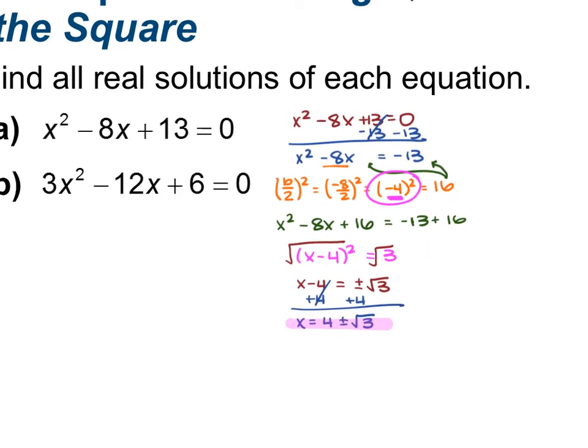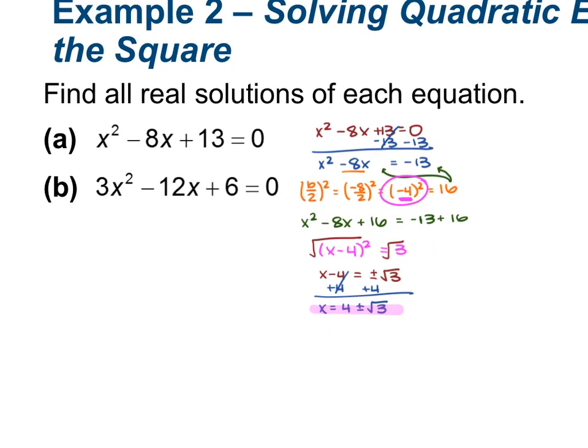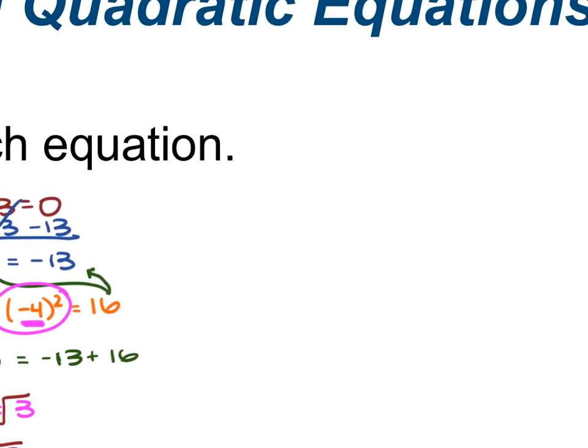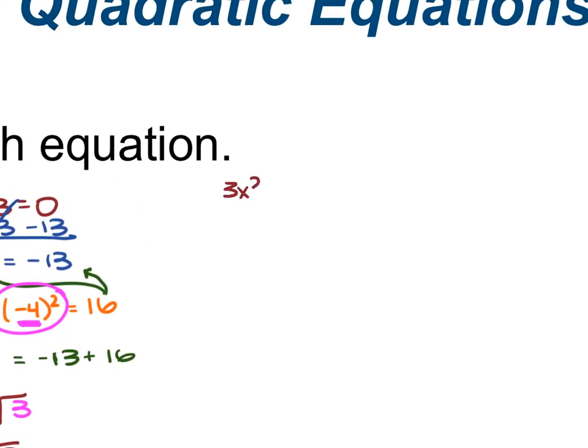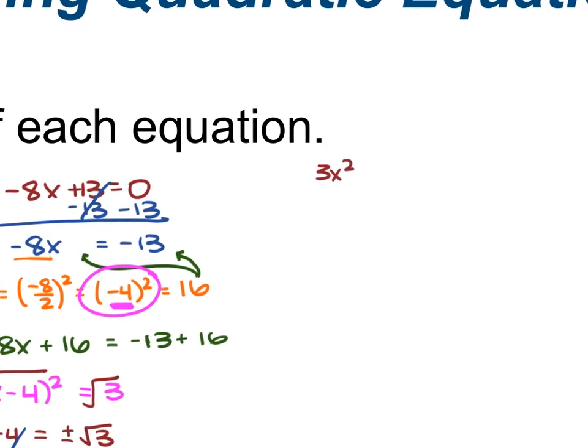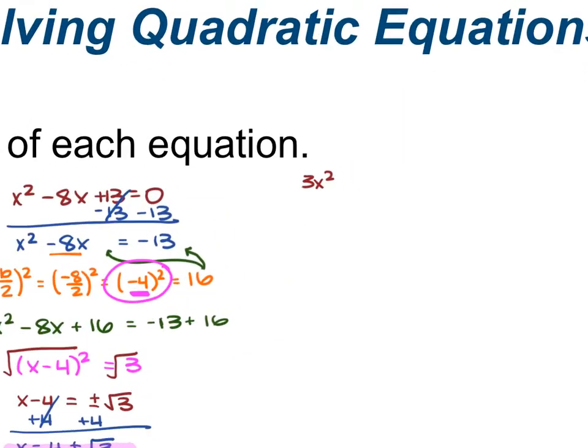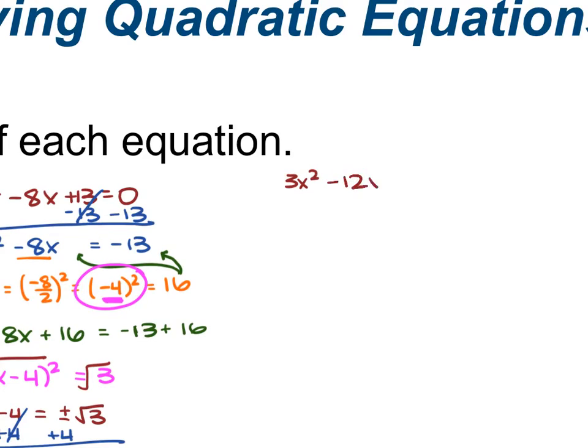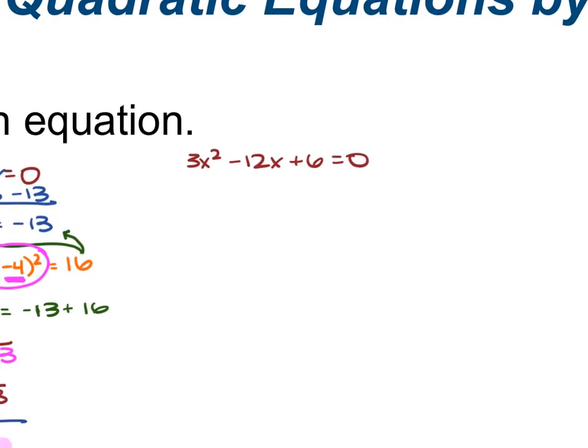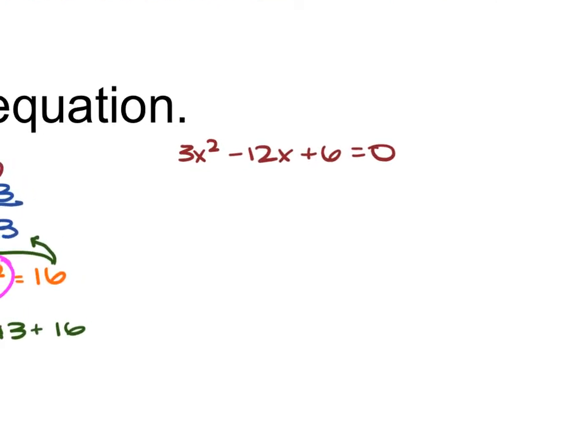For the other equation that we have, 3x squared minus 12x plus 6 is equal to 0. All right, so for this one, we do not have an a term that's 1, so we are going to factor out that 3. So we have 3 times x squared minus 4x plus 2 is equal to 0.